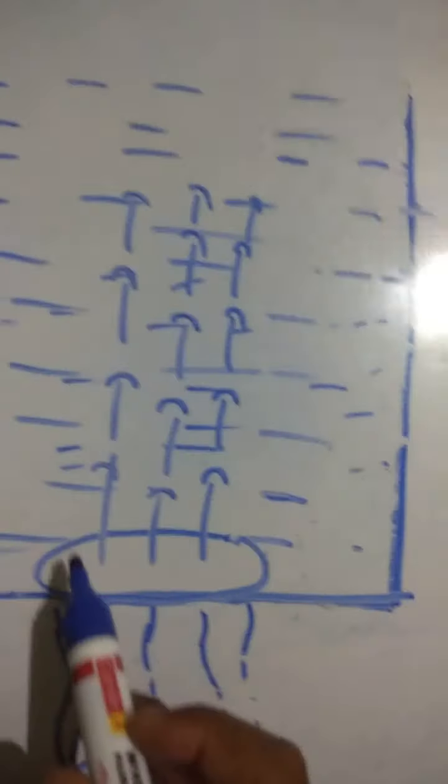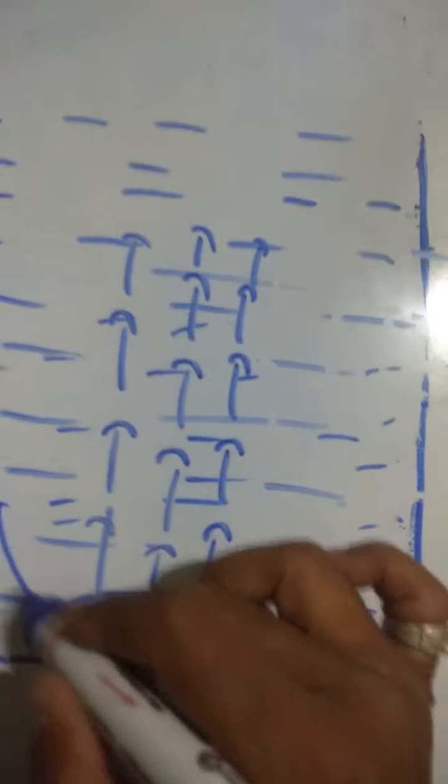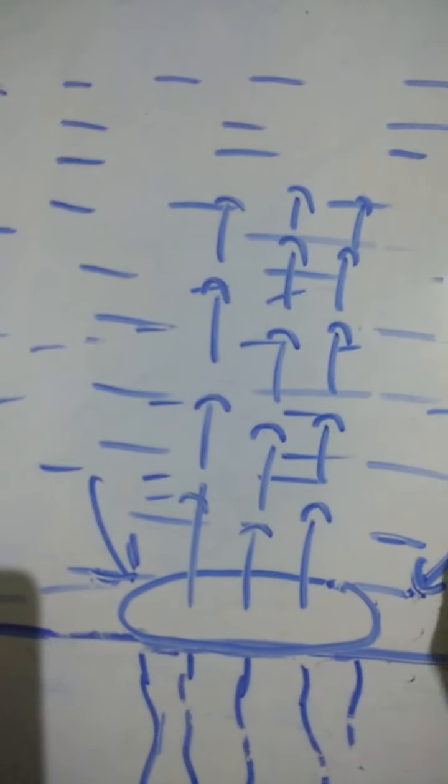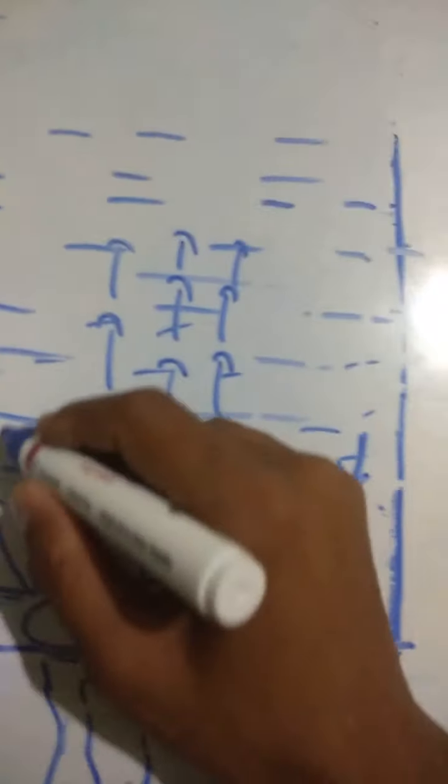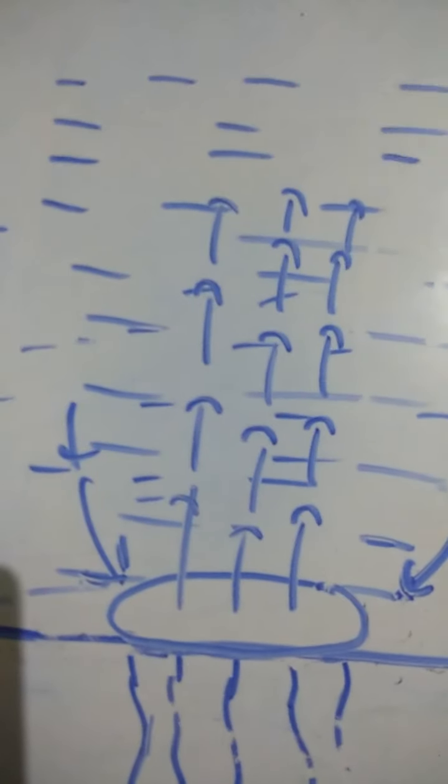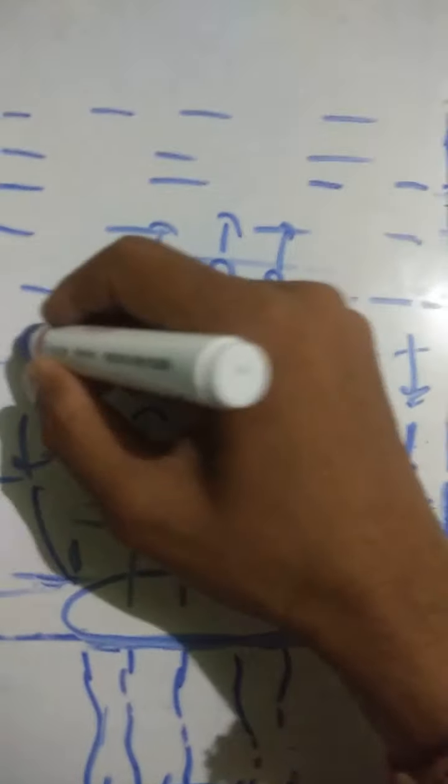Then in this portion there is a creation of vacuum. To fill this vacuum, side particles come. Then again there is a creation of vacuum, and these side particles will come to fill this. Again there is a creation of vacuum from both sides. Then these side particles will come to fill it. So this phenomenon will occur.